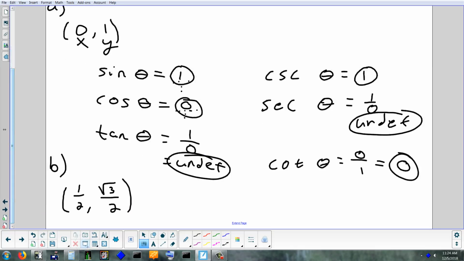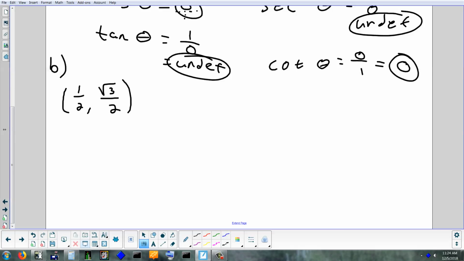Okay, let's look at this one. So here's a coordinate. It's definitely not one of the quadrantal angles. How do I know that? Because it's got a square root of 3 in it, and none of the coordinates on the 0, 90, 180, 270, they all had 0s and 1s. So that's not a coordinate for an angle that we know.